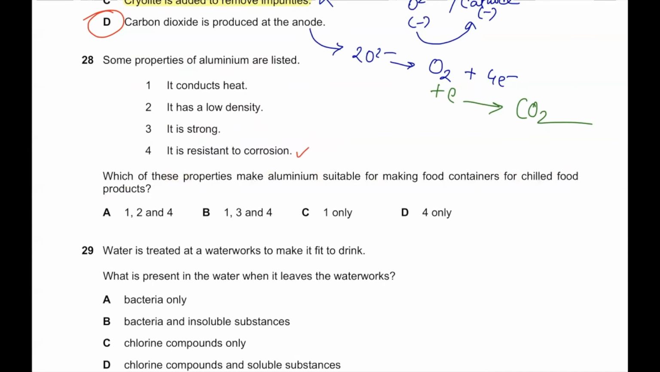Question number 28. Some properties of aluminium are listed. It conducts heat, it has low density, it is strong, it is resistant to corrosion. Which of these properties make aluminium suitable for making food containers for chilled food products? Now, obviously, for chilled food products, the only reason why we need aluminium in food products is that it is resistant to corrosion. So point number 4, so D is the correct answer.